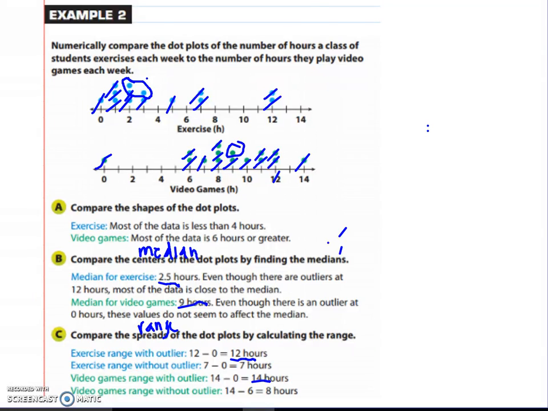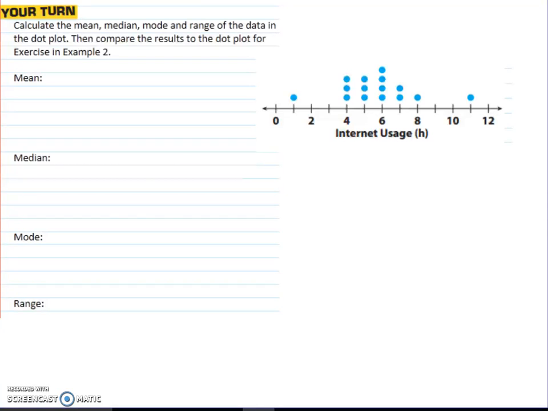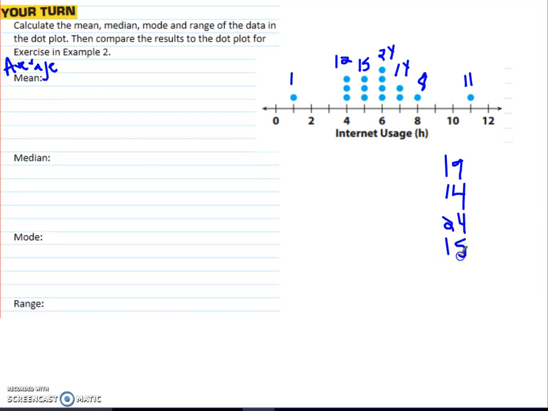All right, let's take a look at the bottom. Okay, so it says we need to find the mean. Remember, to find mean, it is the average. So we're going to add up all these. We got 1, 12, 15, 24, 14, 8, and 11. Okay, so if we added up 11 plus 8, it'll get me 19, plus 14, plus 24, plus 15, plus 13. We can add it up.